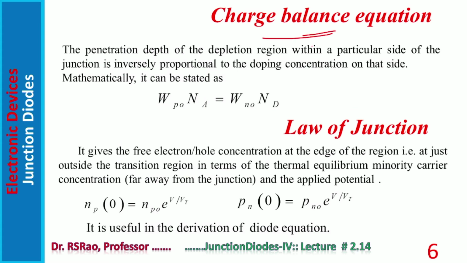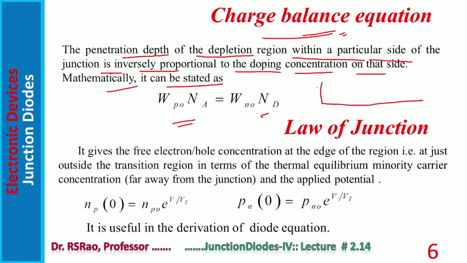Charge balance equation. This equation is quite useful in understanding the properties, the behavior of the transition region. The penetration depth of the depletion region within a particular side of the junction is inversely proportional to the doping concentration on that side. Mathematically, it can be stated as Wp naught times NA is equal to Wn naught times ND.